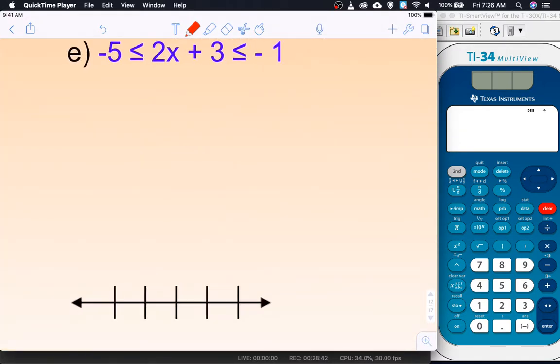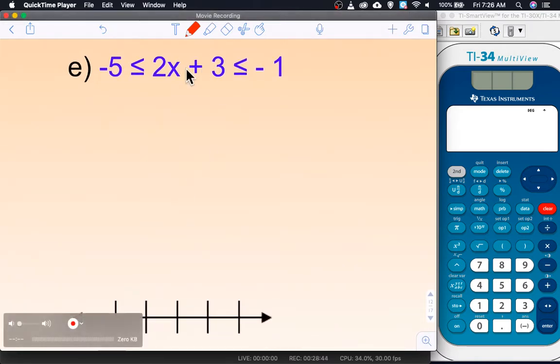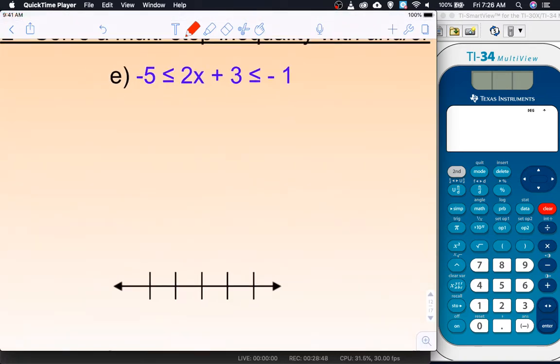Okay, try another one. Remember, this one is an and inequality. Go ahead and pause the video. I encourage you to try keeping it together and not breaking it apart. But go ahead and do it right now.